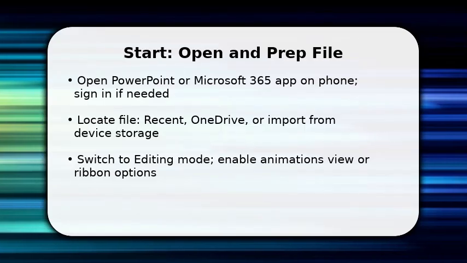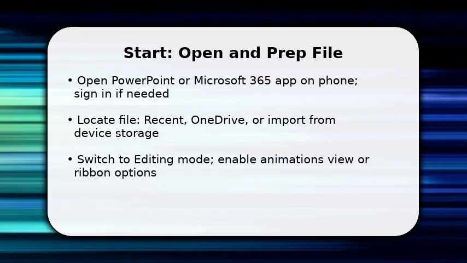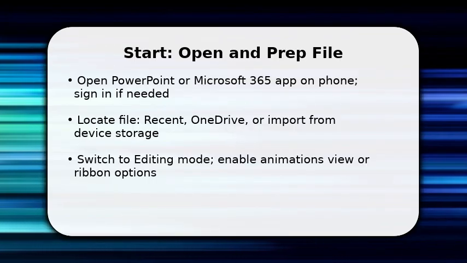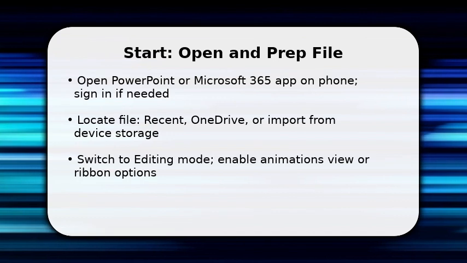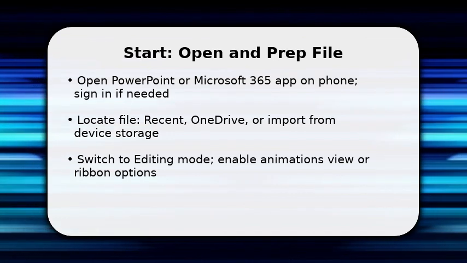You begin by opening the PowerPoint or Microsoft 365 app on your phone and signing in so files sync. Once done, find the presentation in Recent or OneDrive or import a local copy. Make sure you're in editing mode rather than reviewing, because that unlocks the animation and object controls. Tap a slide to load editing tools and switch the view to show animations or the ribbon menu. This gets you to the first actionable state: objects selectable, timelines accessible, and ready for animation work.